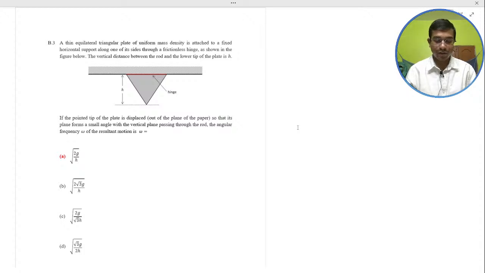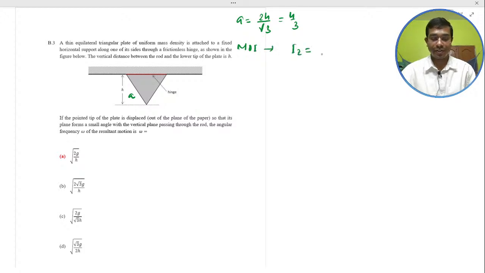Let us consider the side of the triangle. This is a. So we can write a equal to twice h by root 3. So this is equal to h by 3. So the moment of inertia about the centroid, the Iz, this is what? M by 3 r square, meaning a by twice root 3 whole square into 3. That will become m a square by 12.